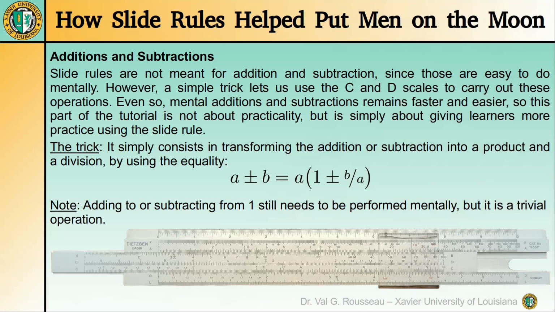However, there is a trick that allows us to perform these operations with a slide rule by replacing them by a multiplication and a division according to the formula shown. Note that the formula still involves the addition to 1 or the subtraction from 1 that needs to be done mentally, but adding to 1 or subtracting from 1 is a trivial operation.